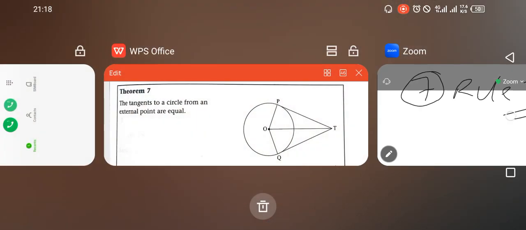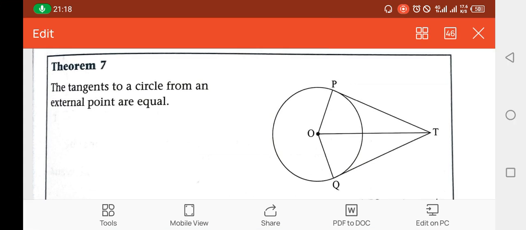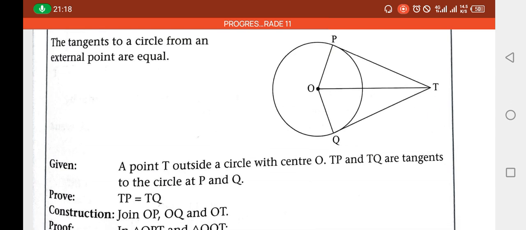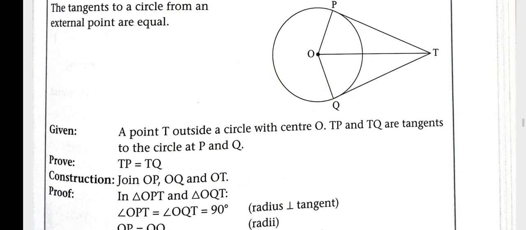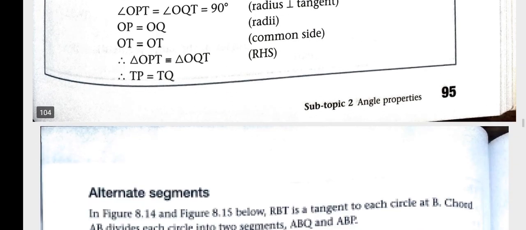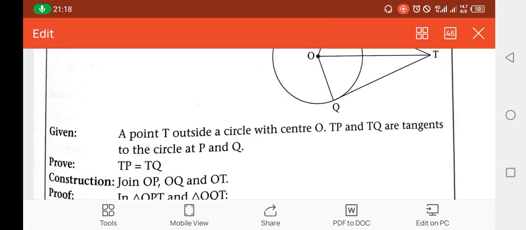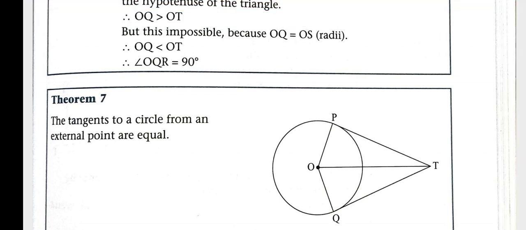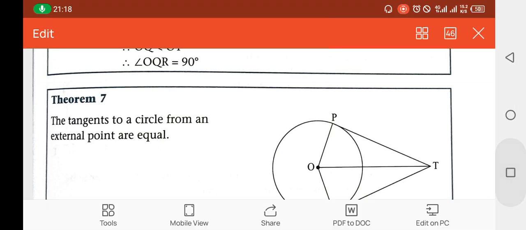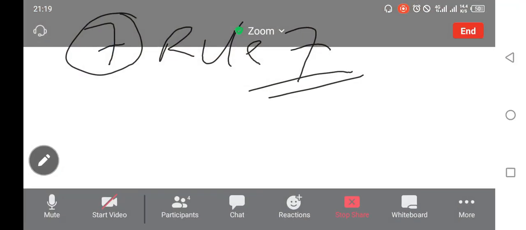So rule 7 says the tangents to a circle from an external point are equal. So let me put it in angle form.